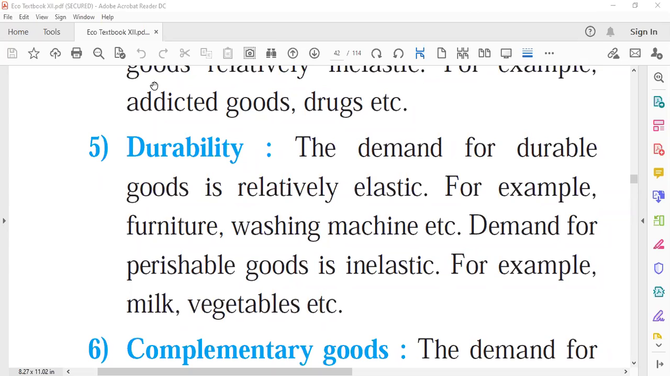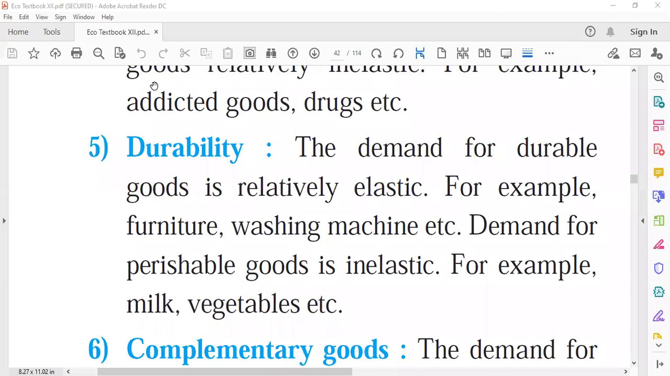But if it is a perishable commodity, it cannot be stored for a longer period. Since it can be stored for a longer period, we are purchasing only that much quantity which is required by us. तो जितनी रिक्वायरमेंट है उतनी हम लोग क्वांटिटी परचेस करते हैं.